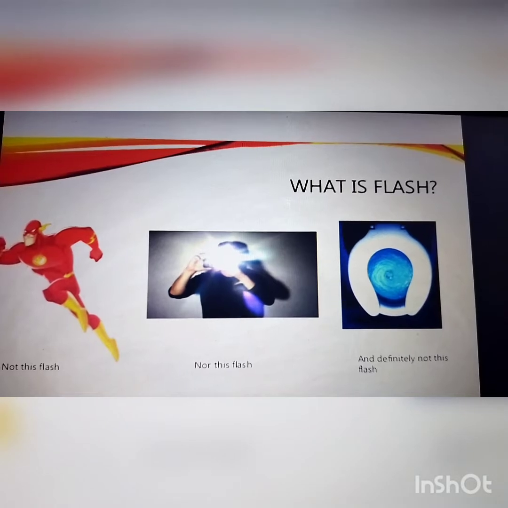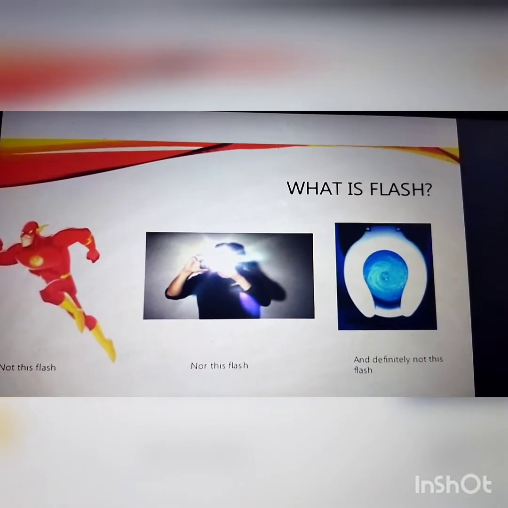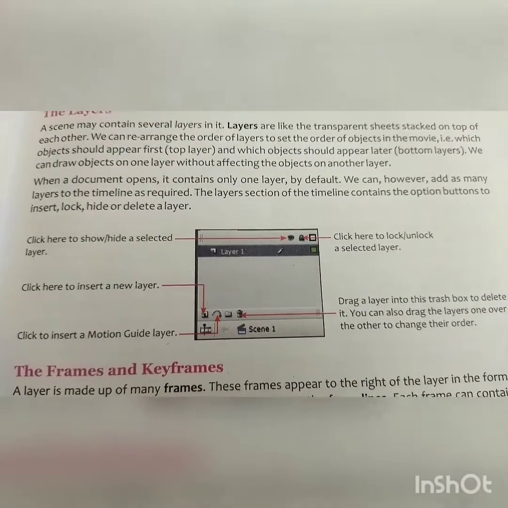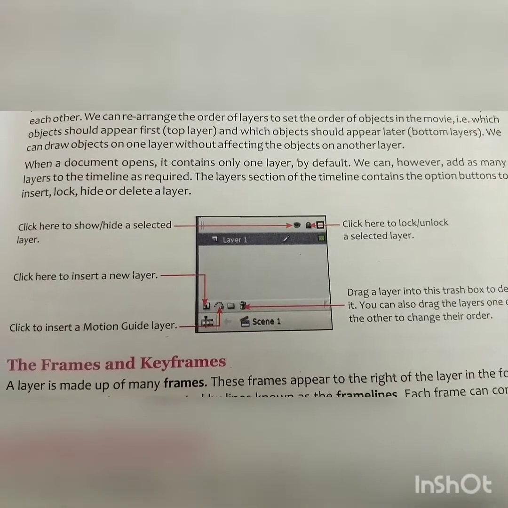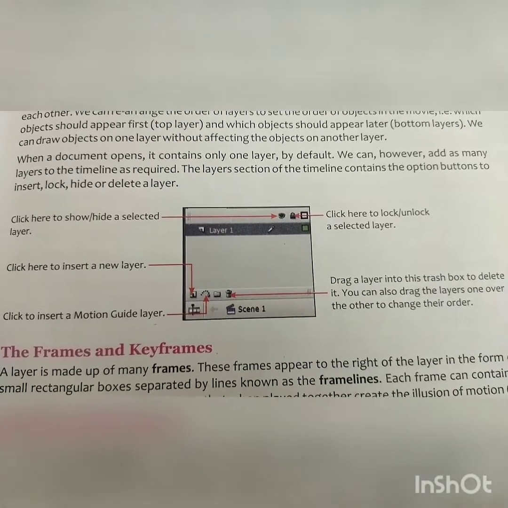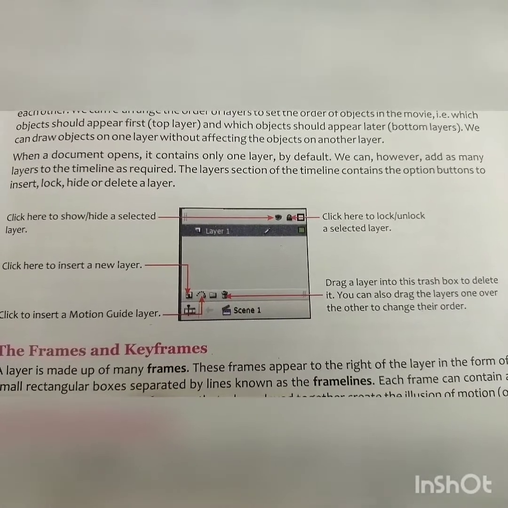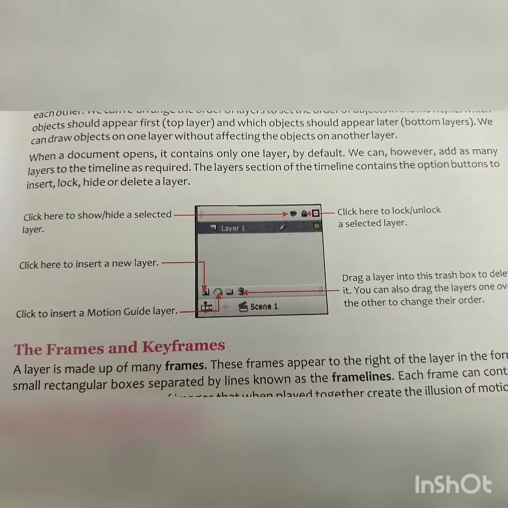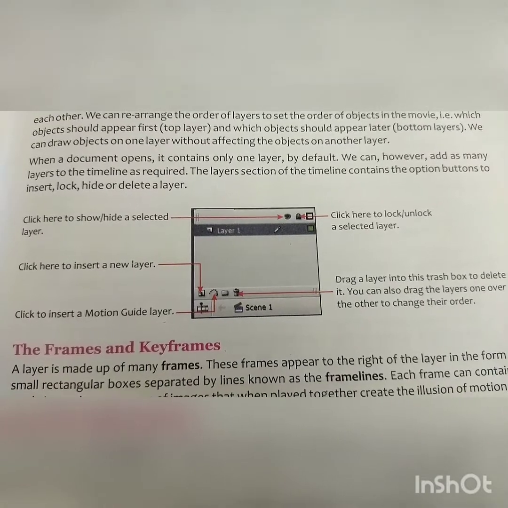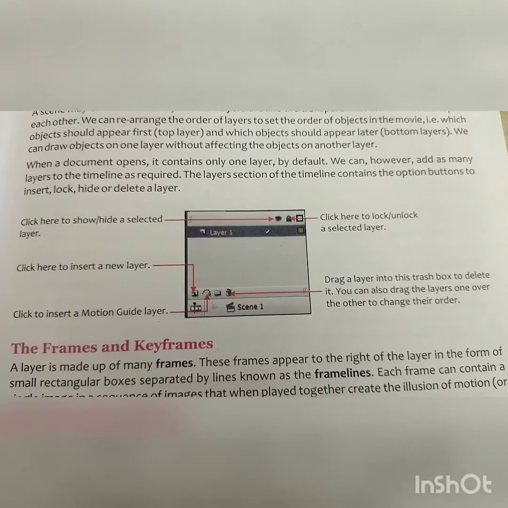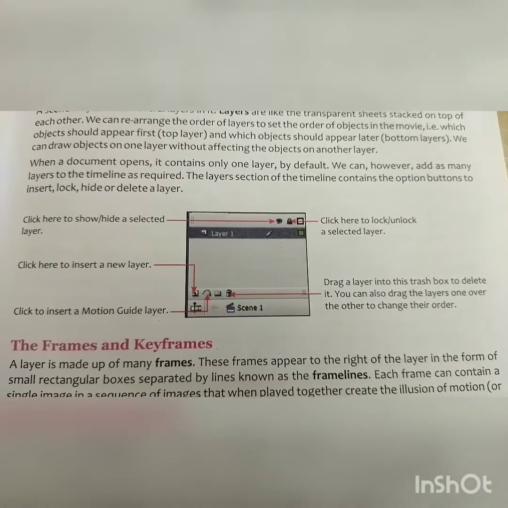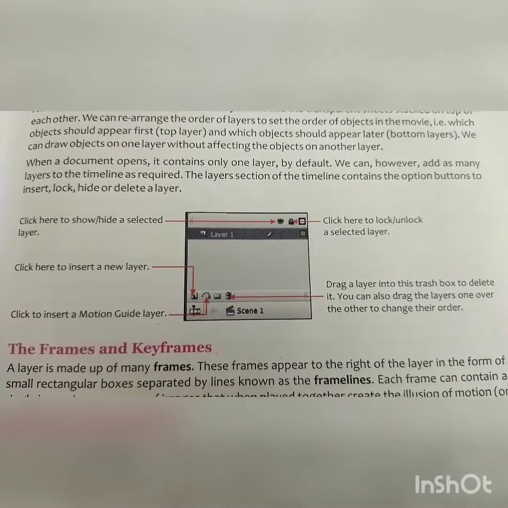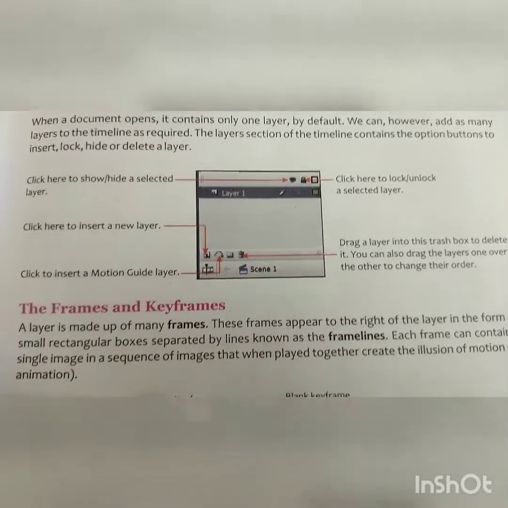The layer section of the timeline contains the option buttons to insert, lock, hide or delete a layer. In this layer option dialog box, you will see a click here to show or hide the selected option available in your layers part. Then click here to lock and unlock the selected layer. Then click here to insert a new layer. You can create a new layer with the help of insert here. Now click to insert a motion guide layer. Then drag a layer into this trash box to delete it. You can also drag the layers one over the other to change their order.